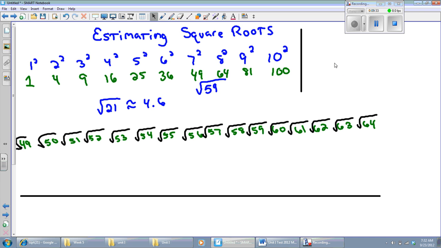And now I am going to mark the square roots I know. Square root of 49 is 7. Square root of 64 is 8. And I'm going to find the median. So let's see, 1, 2, 3, 4, 5, 6, 7, 8, 9, 10, 11, 12, 13, 14, 15, 16.